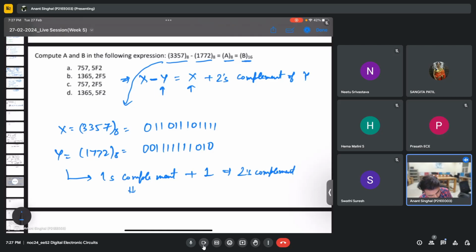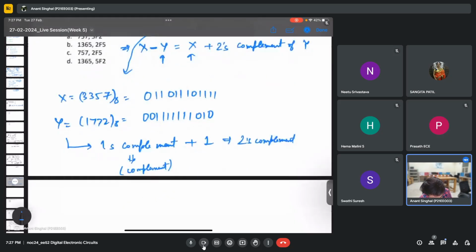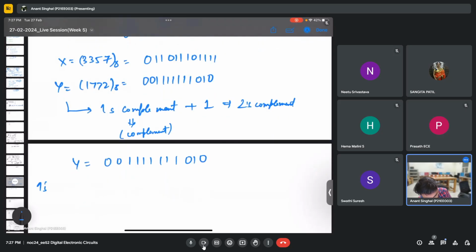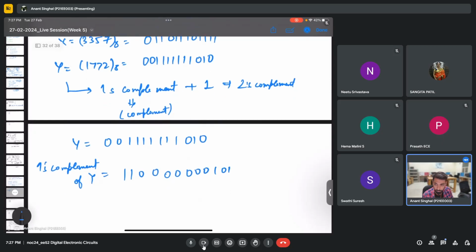And 1's complement is nothing but the direct complement of the number. I'll let you know if it is getting complex, so just bear with me. So y is 001 111 111 010. The 1's complement of y will be just the opposite of this. So this will be 110 000 000 101. Is there any doubt in 1's complement?